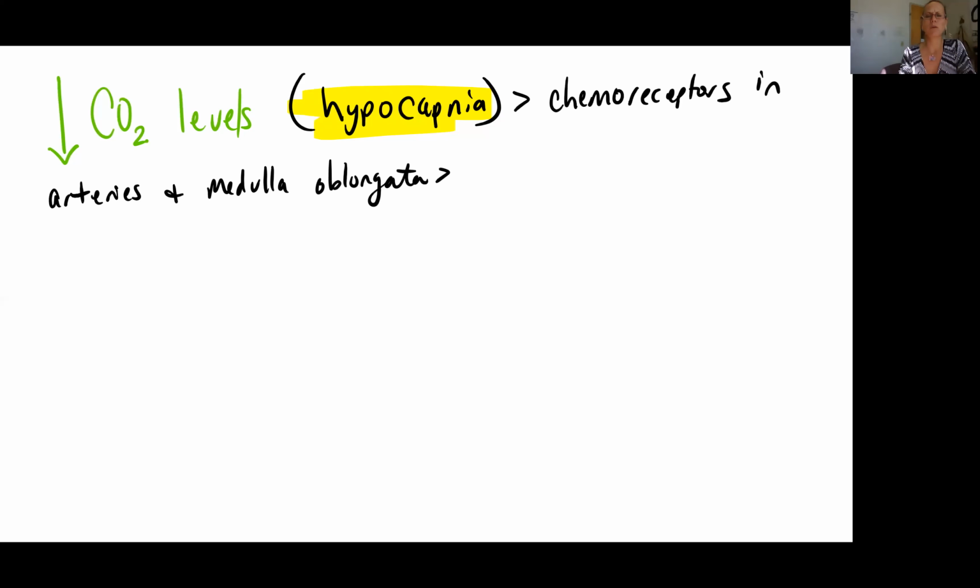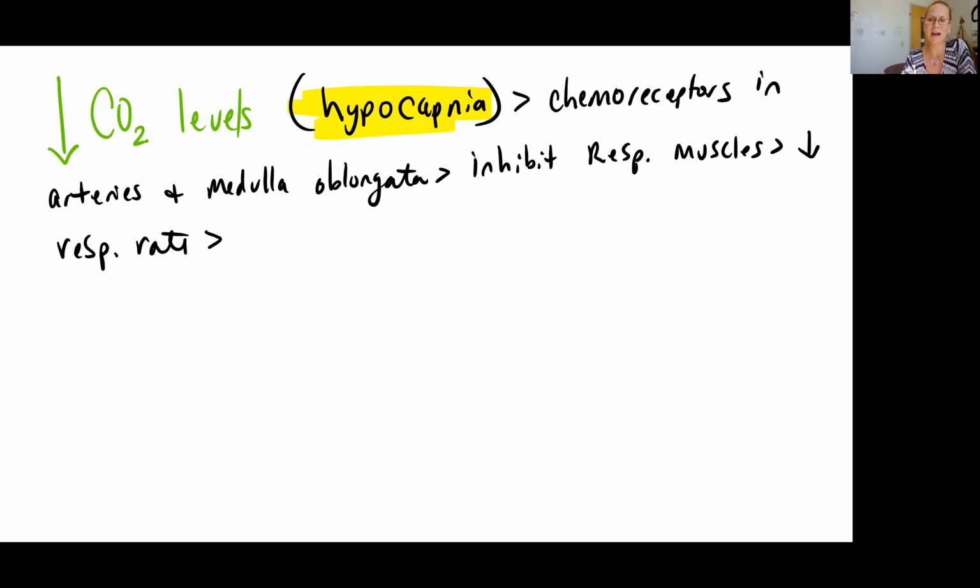So again, we have chemoreceptors in the same locations, detecting our low CO2 levels. Now we're going to inhibit our respiratory muscles so that we're slowing down our respiration rate. And so that's going to lead to an increase in our CO2 levels.